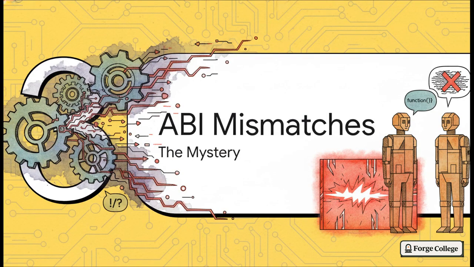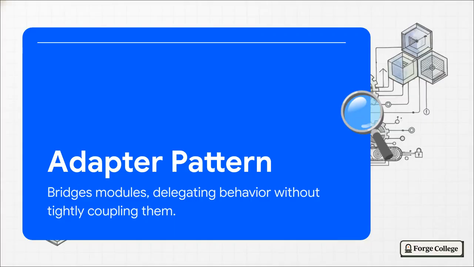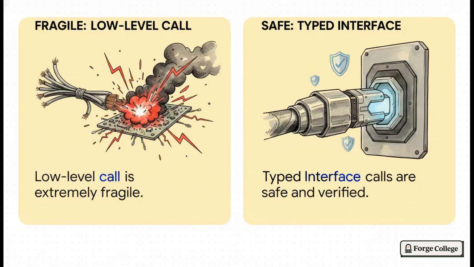That brings us to Section 3, the ABI mismatch mystery. To safely extend functionality without totally wrecking our storage, we often reach for an adapter. An adapter is a structural design pattern that essentially acts as a bridge. It delegates behavior from the extension back to the base module without tightly coupling them together. It's a beautifully clean way to add new operations, but it does come with a major risk if you don't wire the communications correctly. Because there is definitely a right way and a very wrong way to build this bridge.